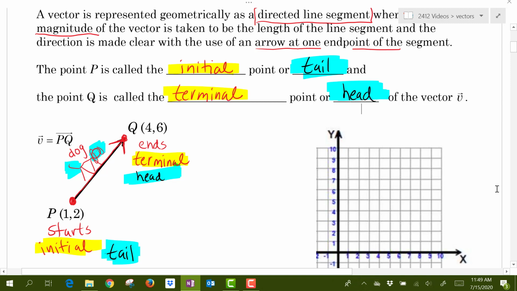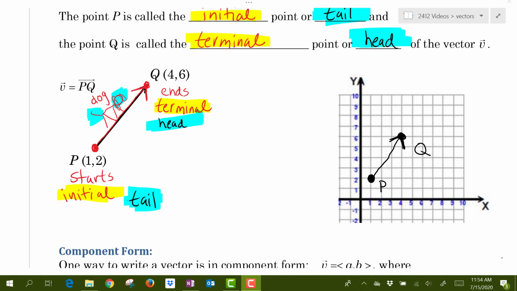We can take this vector with those endpoints labeled 1, 2, and 4, 6, and we can plot this on a piece of graph paper if we wanted to. So I'm going to plot the point 1, 2. There's our point P. And 4, 6. There's our point Q. I'm going to connect that with a line segment and put my arrow to indicate that direction.